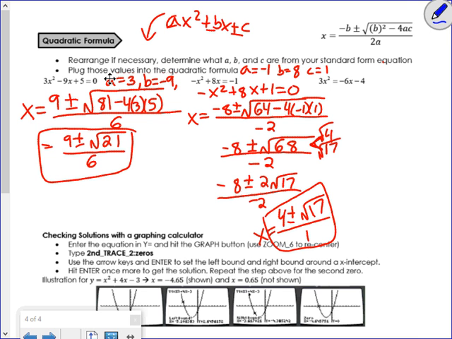Let's go for our last one here. Is this written appropriately? It is not. How do I fix it?